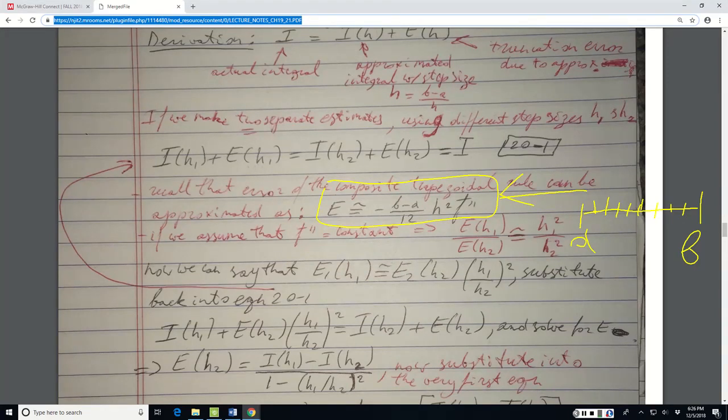So we make an assumption that the second derivative of this integral is a constant. This is an assumption. And if you assume this, then the two errors of the two different estimates, so this one and this one, should be related by the ratio of their step sizes squared, because that's the only thing that really changes between the two errors, the step size. The constant second derivative would cancel out, and the b minus a over 12 would cancel out because those are all the constants.